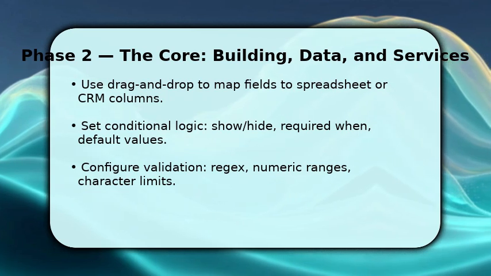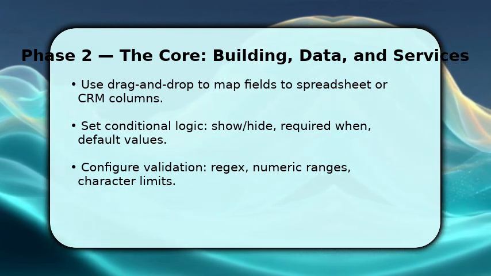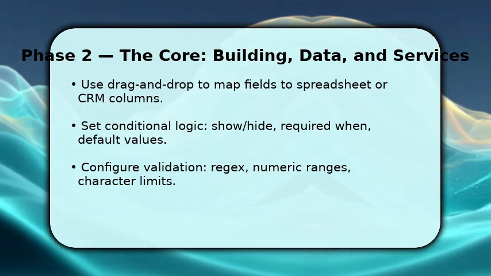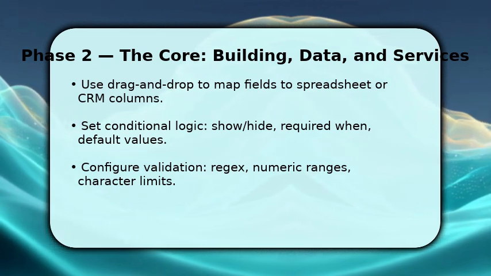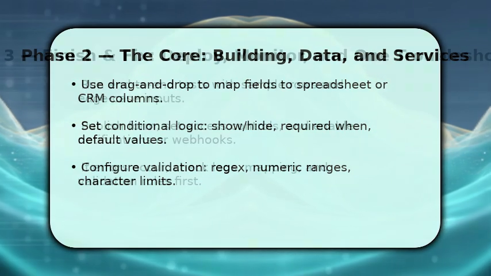Then configure validation rules, such as rejects for invalid emails, numeric ranges for amounts, and character limits for text. After this step, preview to confirm data flows and edge cases behave as expected. Finish by running end-to-end tests.